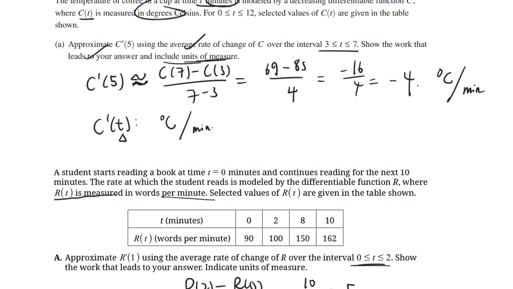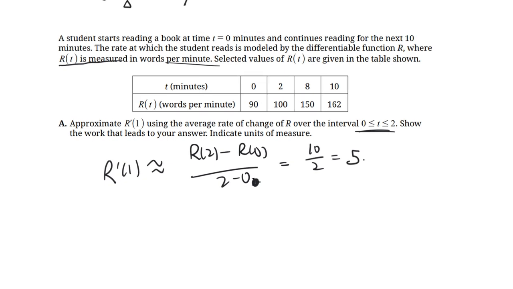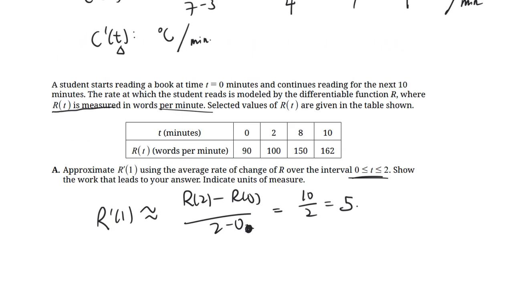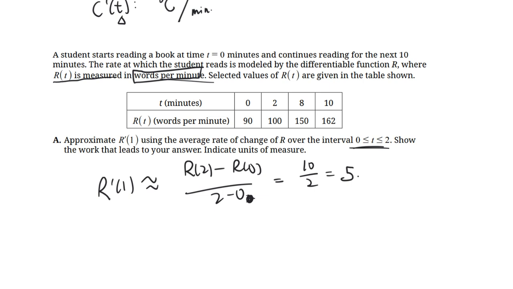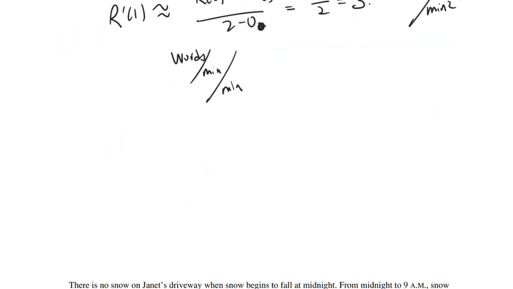So these are sort of the more modern ones, and they only ask for unit. And that's sometimes good. So R is words per minute. So this is the unit of R. So let's first put that down. So the unit of R is words per minute. And the independent variable's unit is minutes. So we have minute again. So for R prime 1, the unit of this is words per minute squared, like this.